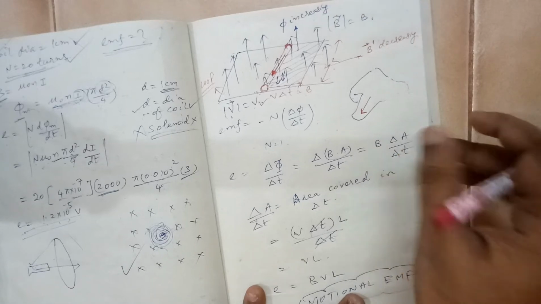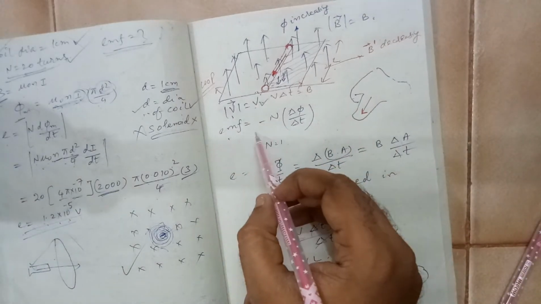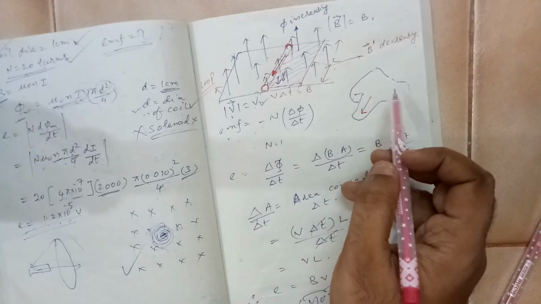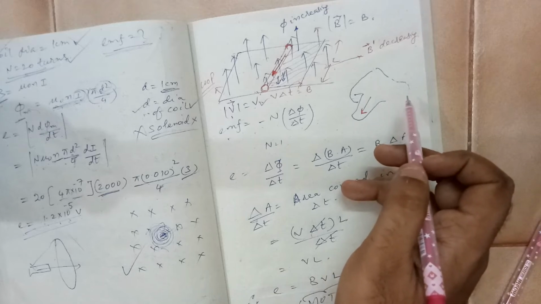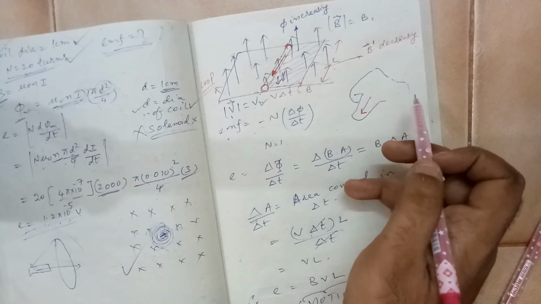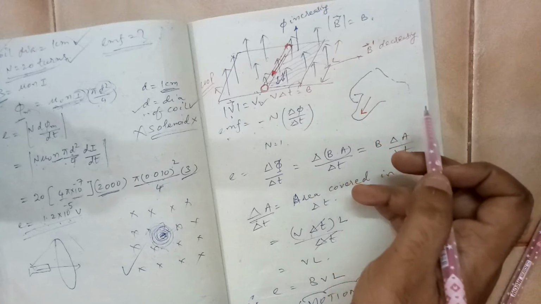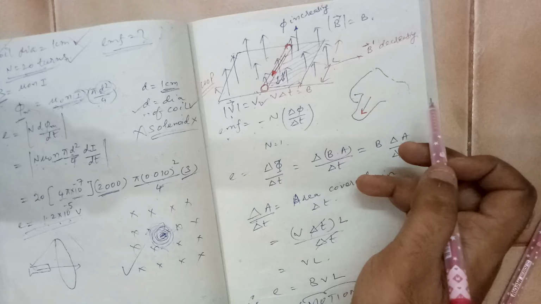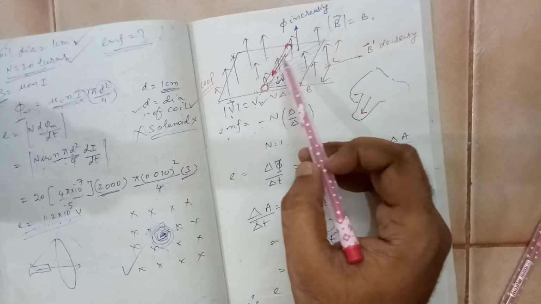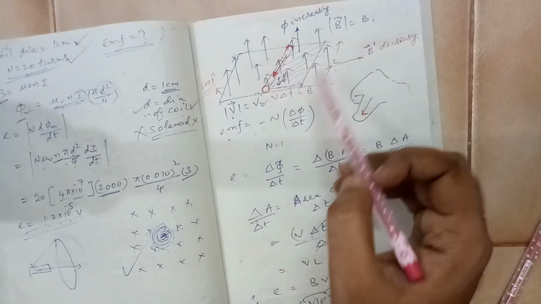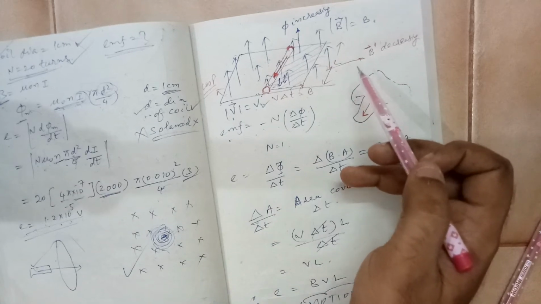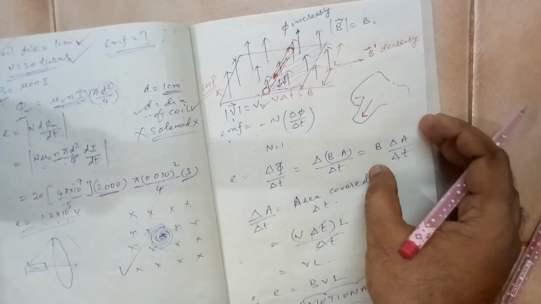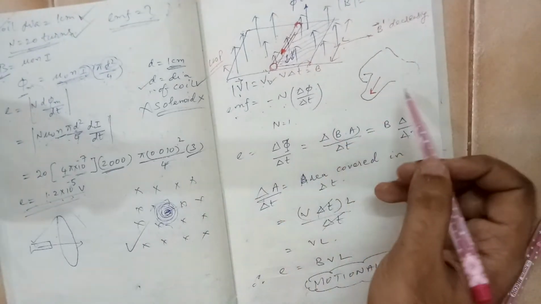Let us see how. Induced EMF is defined as minus n into d phi by dt, change in flux with respect to time. Now this change in flux has got two components. Either you change the magnetic field or you change the area with respect to time. So here we have kept this system in a constant magnetic field. Then what is changing is the area with respect to time. So let us see this equation.